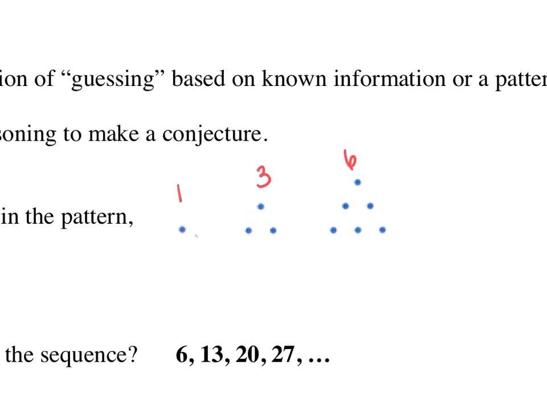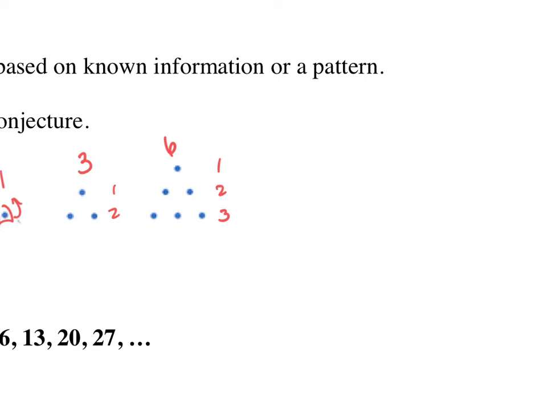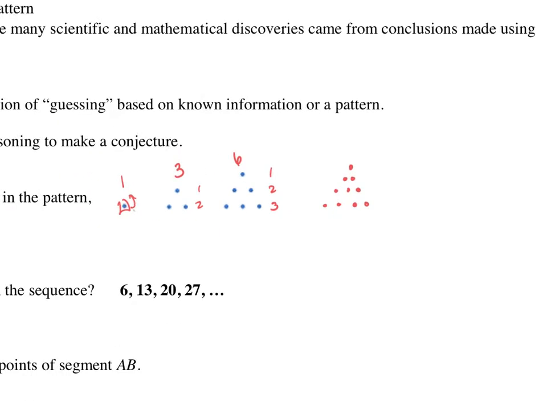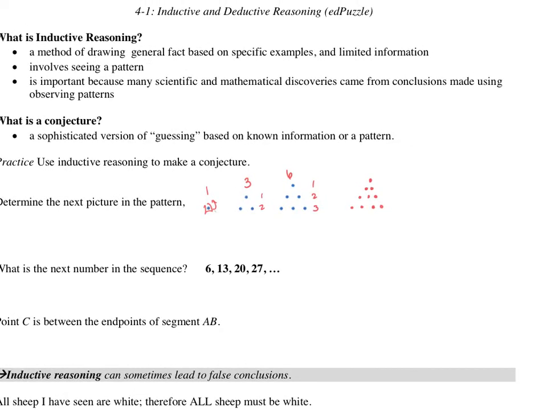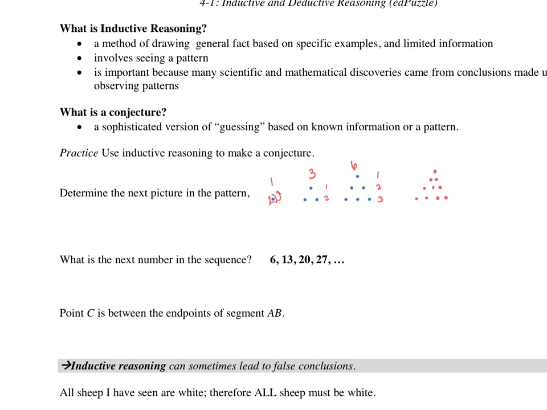If I look, I keep on moving this up and adding below it. I have 1, then 2, 1, then 3, 2, 1. So I think my next one is going to have 4 dots at my base: 1, 2, 3, 4. Then I'm going to have my 3 above, 1, 2, 3, then my 2 above, and then my 1. That's the next image of my pattern, and I'm doing this just by looking at the pattern that's happening before me.